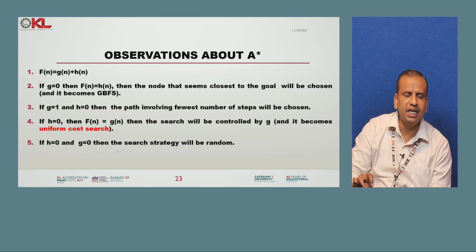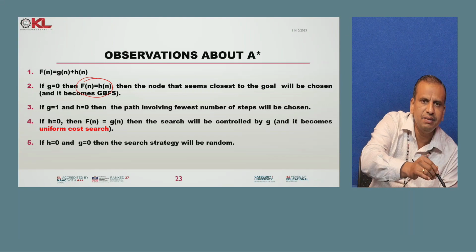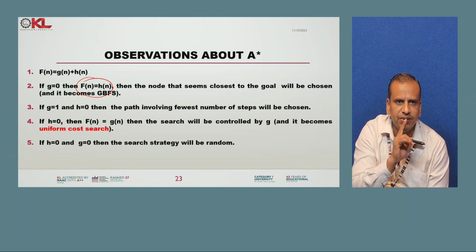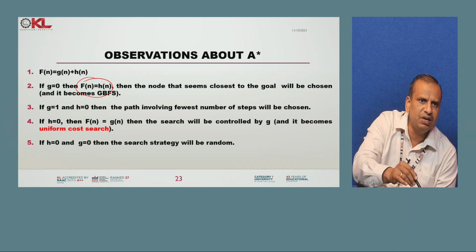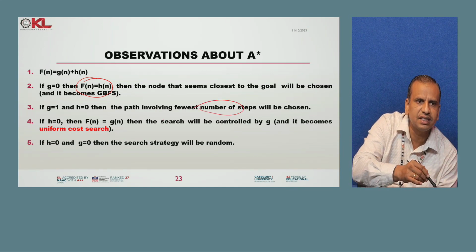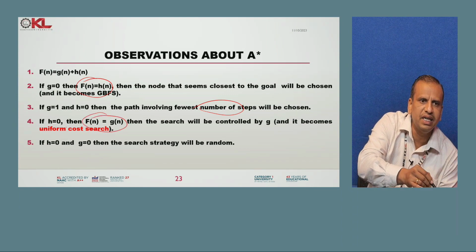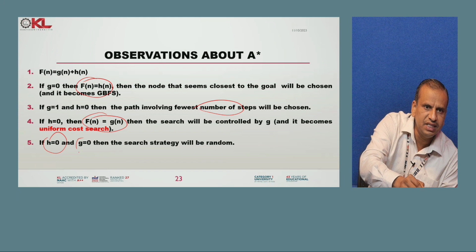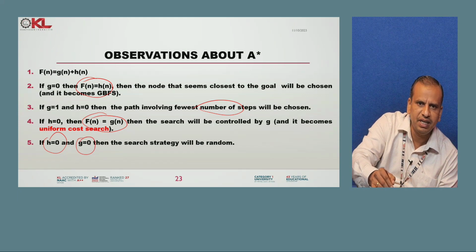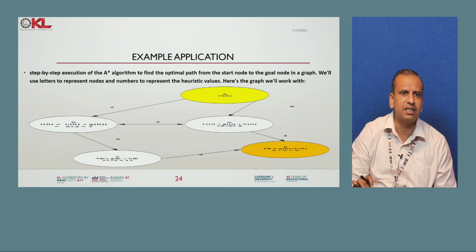Here f of n equals g of n plus h of n. If g equals 0, then f of n equals h of n. See the solution. If g equals 0, that means the goal will be chosen and it becomes a GFS. If g equals 1, it will also be the fewest number of steps in this case. If h equals 0, f of n equals g of n. See here all the possible conditions. If h equals 0 and g equals 0, the search will remain random. If you are unable to find all these cases, suppose here the step by step algorithms we can connect with them.